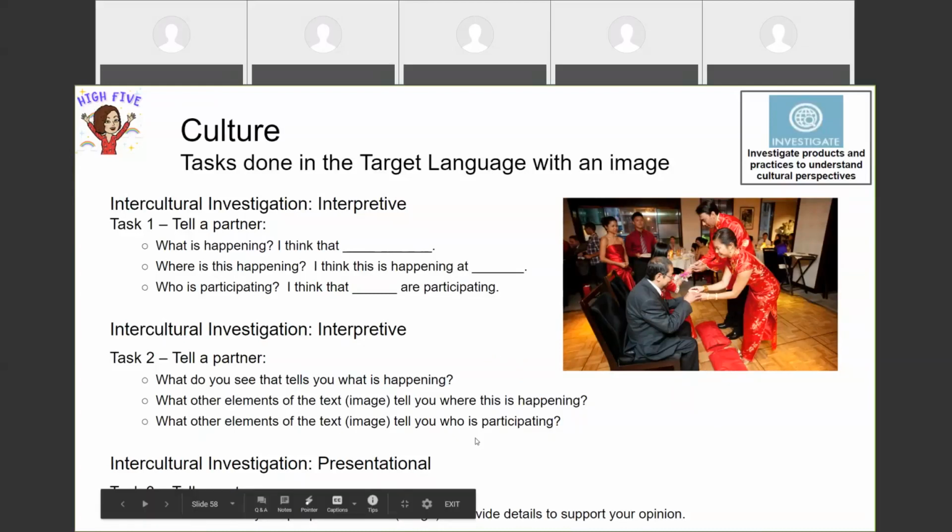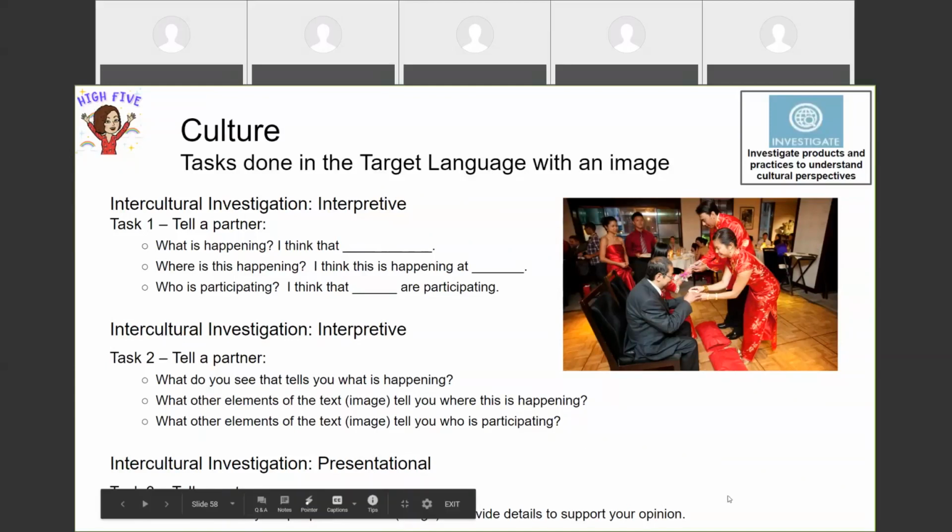Okay, then you'd come back to the image and you'd have them say, what do you see that tells you what is happening? So they might pull some actual details out to say what is happening. They might have to cite some other evidence from the text, in this case an image, to tell you where this is happening. So like you might see this tray over here that looks like it's a tray that somebody would use to bus tables or bring food out from a kitchen. What other elements of the text or image tell you who is participating? And you can see that there's some younger people and then there's some older people. And you might see that there's some more traditional dress versus modern dress, that type of thing.